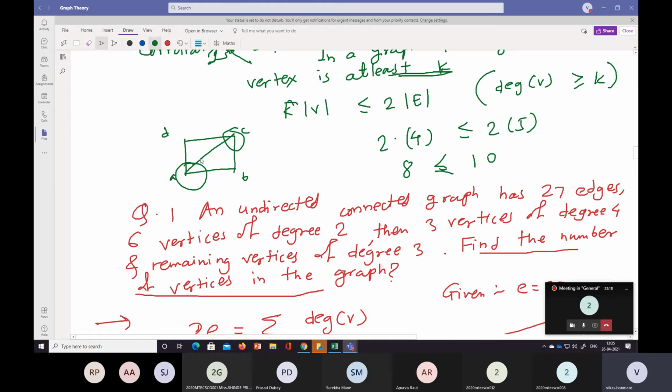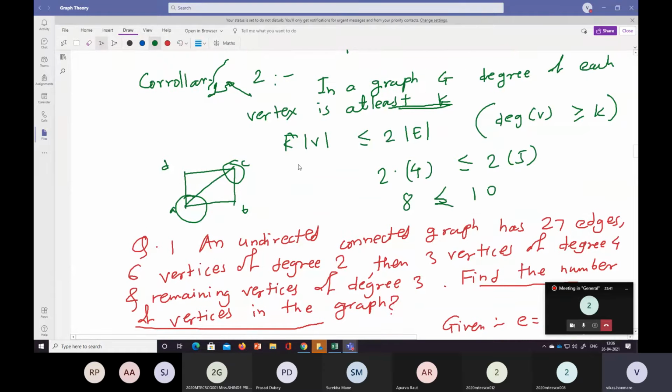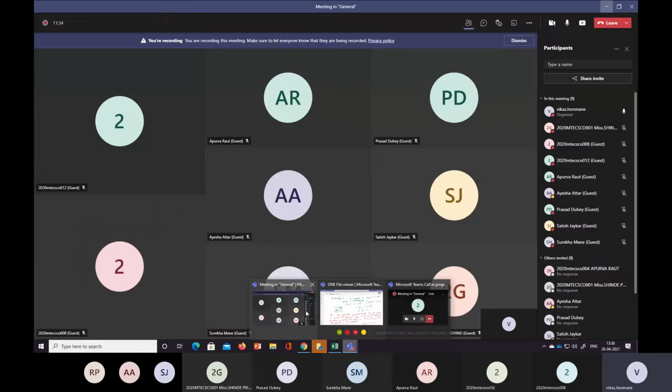at least 2 degree is there, so minimum 2 degree and maximum 3 degree is there in this case. So we use the at least case. So 2 into 5, the total number of edges is 5, so 2 into 5 is 10, and hence we prove this corollary 2. Okay, I think there will be a slight confusion in this regard.